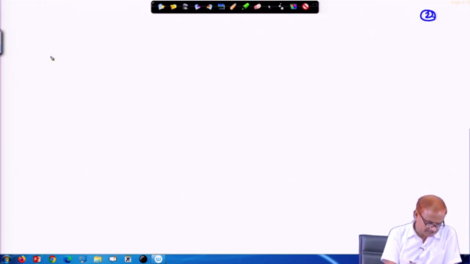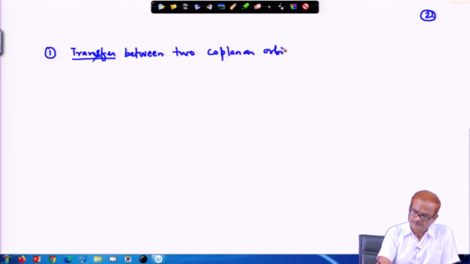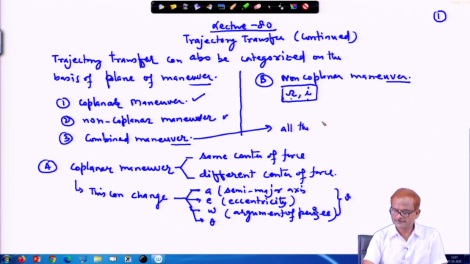So, now we discuss the transfer between the orbits, we have got the basic idea. So, transfer between two coplanar orbits. And in the combined maneuver, as it implies, you are doing both coplanar and non-coplanar maneuver, and therefore, all the six elements can be affected. All the six elements can be changed.